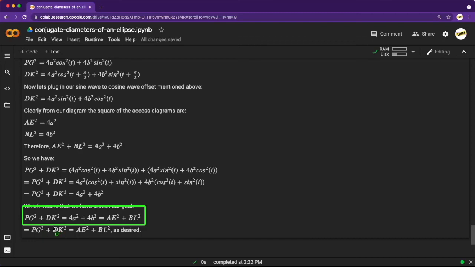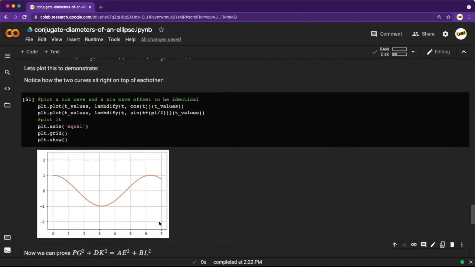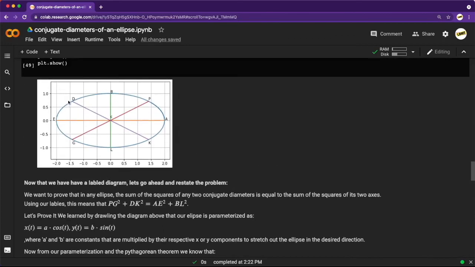So what did we prove there? What does this expression mean? This expression means that the length PG, we square that and add it to the length DK and square that, that value is going to be the same as BL squared plus AE squared. And that's our proof.